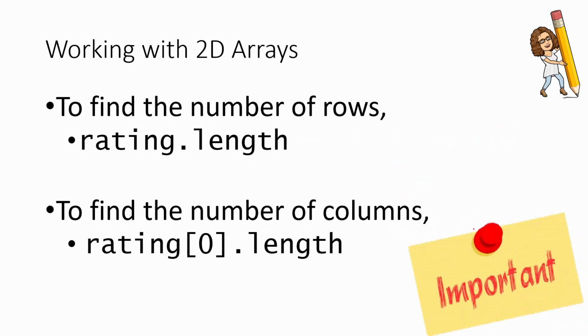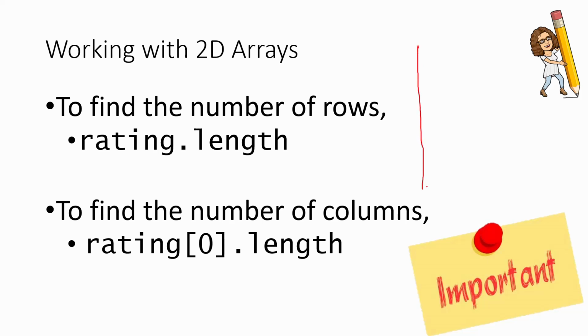When working with a two-dimensional array, to find the number of rows, you're going to say rating.length. And then to find the number of columns, you can say rating bracket 0.length. And you're like, why, Marsh? Well, here's the reason. When you're doing a two-dimensional array, ultimately what you're making is an array of arrays.